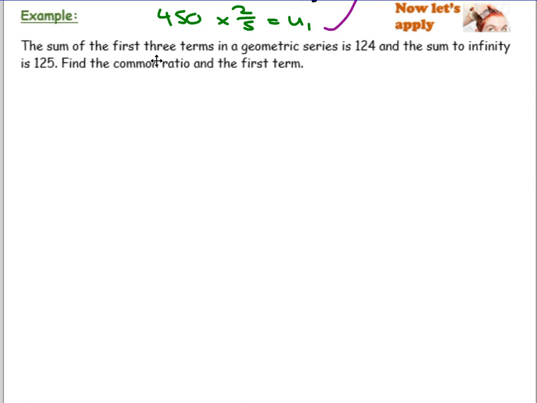So the one we know the most info about is the first one, the sum of the first three terms, because what would the n be for that? 3. Yeah, 3, exactly. So we know what that is. So what we might want to do is write two formulas.